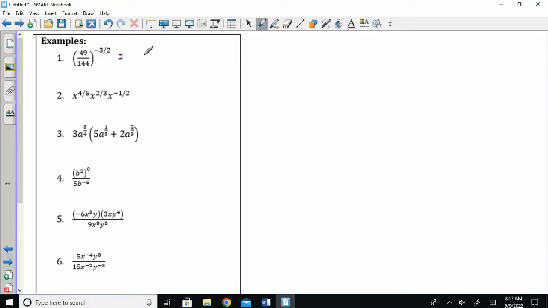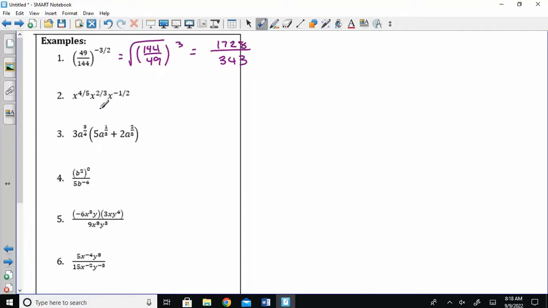So number one, I know you could have just put it in your calculator. I want to work through it. What does a negative exponent do? Flips it. A 3/2 means you have the square root cubed. So the square root of 144 is 12. What's 12 to the 3rd? Is it? Okay. Is that what you said? Yeah. Okay, sorry. I thought you said 1,720. All right, and on the bottom we have the square root of 49 is 7. 7 to the 3rd. 343. So that's our final answer.